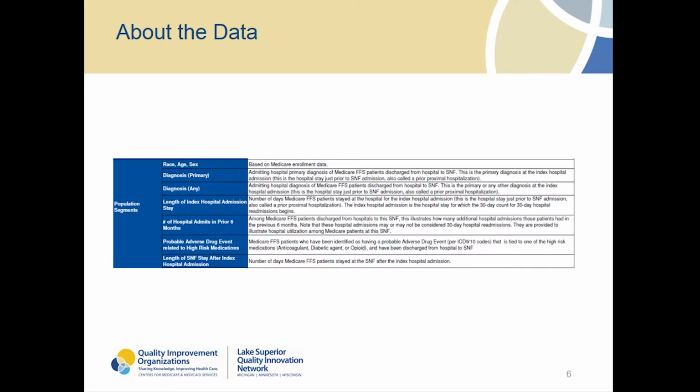This final section of the first page of the report outlines some of the detail that you'll see in the report. Readmission rates are summarized by each of these population segments. Race, age, and sex are based on Medicare enrollment data.